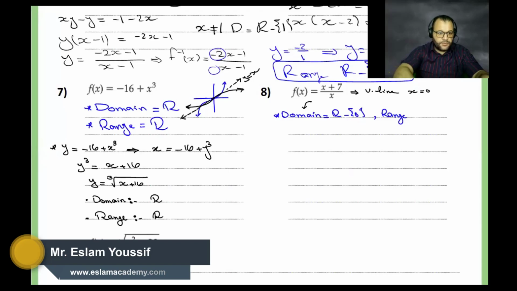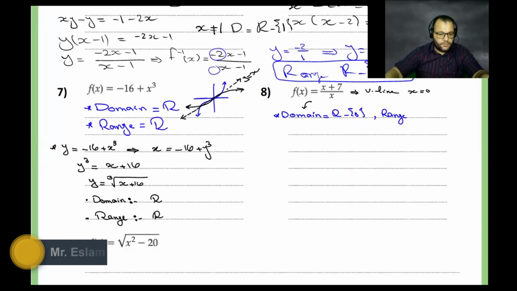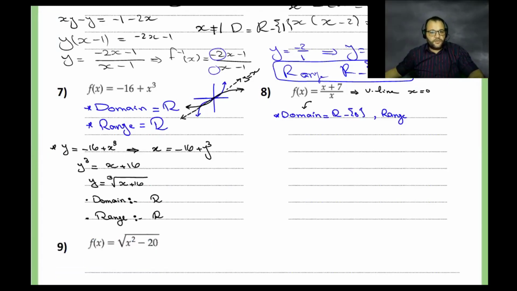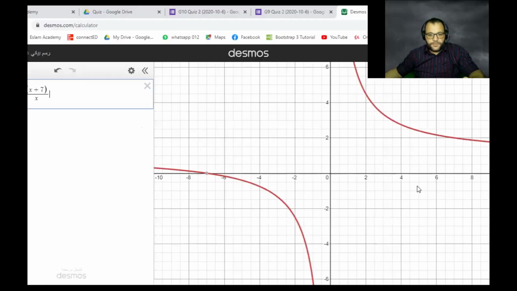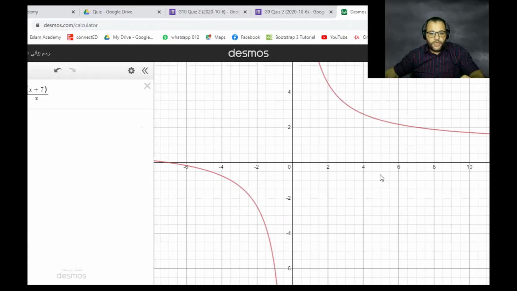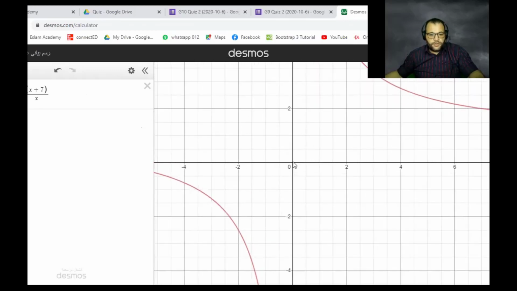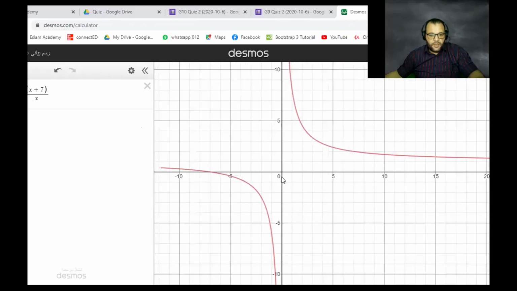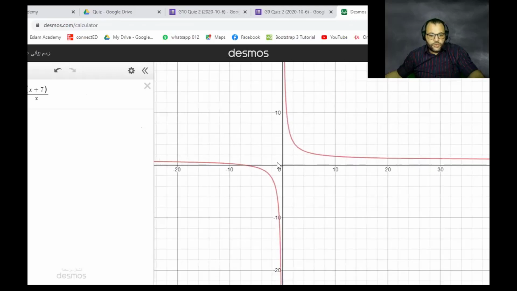Just one minute. For (x plus 7) over x, the range is R except 1. Look at the graph. We just opened the graph now. Can you see this graph? If I go closer, you will find that we have a vertical line of asymptote. The graph is asymptotic to the line x equals 0.